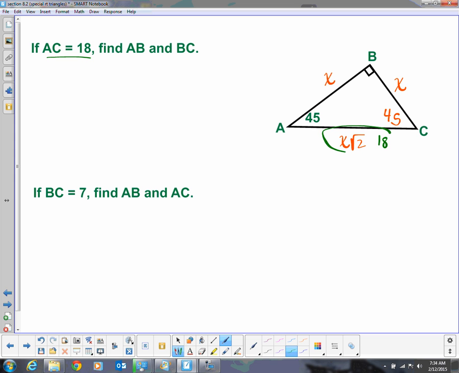What is my equation? Right. So our x square root of 2 equals 18. How do we disconnect? Divide by, what's connected to x? Square root of 2. So we're going to divide by square root of 2. Is there work to be done on the right side? Yes. What do we do?